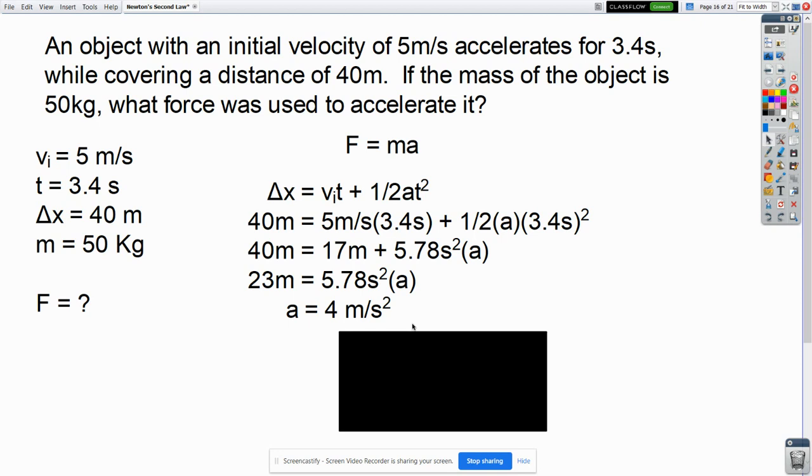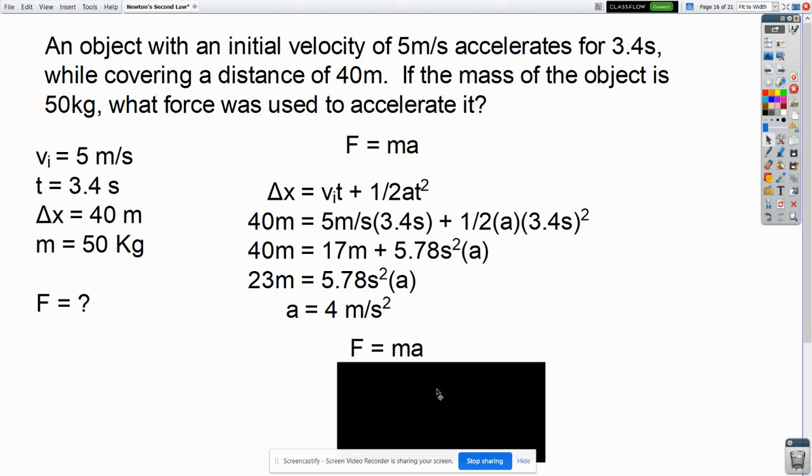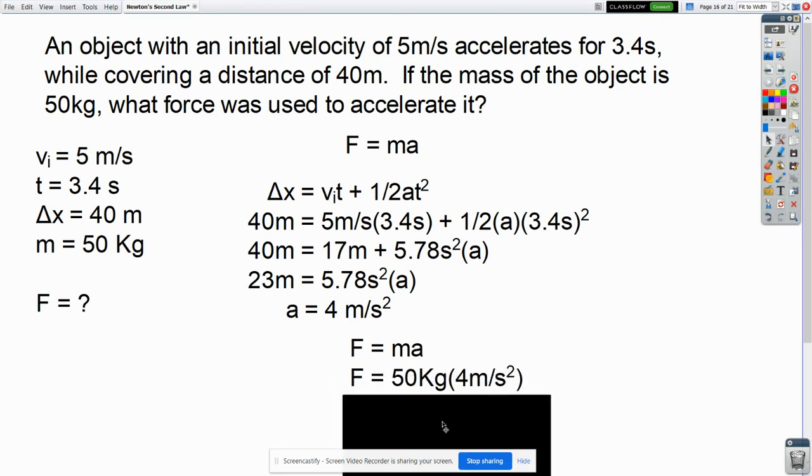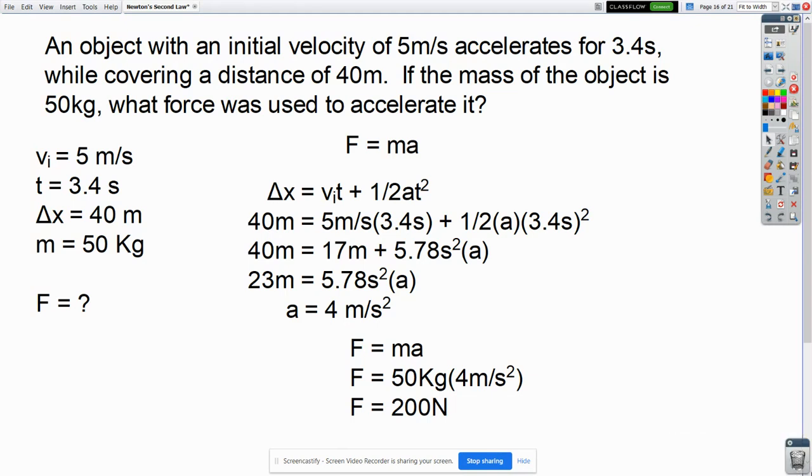Again, finding a way to get the missing information you need. That's what physics is all about. I recognize when I look at that force equation that I have a mass, but I don't have acceleration. And then I recognize that there is a way that I can use those three pieces of information provided to me to get that acceleration that I'm missing. This time going into kinematics. Now I can substitute and solve. The mass was 50. The acceleration is 4 meters per second squared. Multiply those together for an answer of 200 newtons.